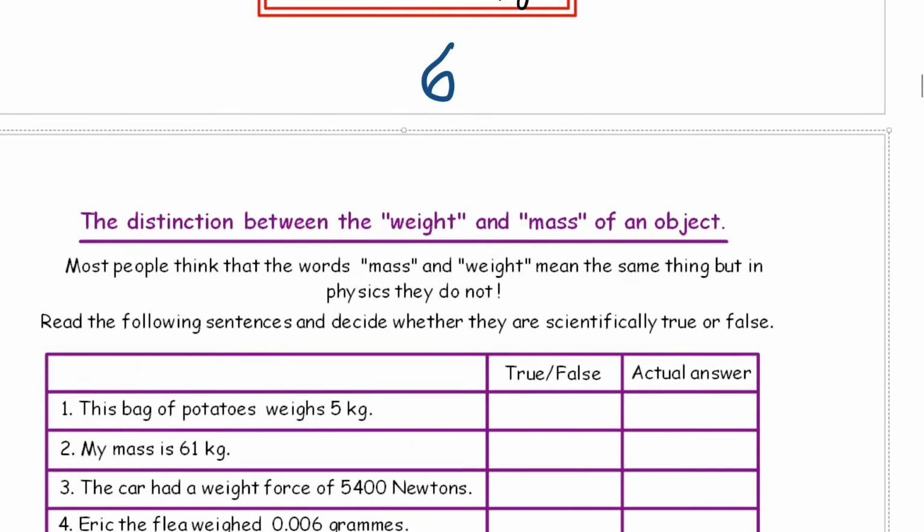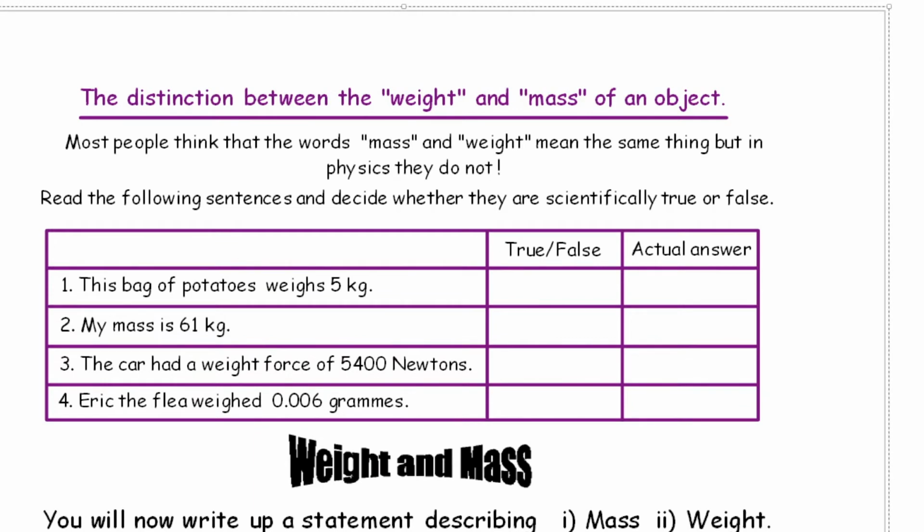Turn over then to page 7 in your booklets. What you need to do is complete this table. I'll just do the first one for you. It's asking, this bag of potatoes weighs 5 kilograms. If you read the sentences above, it says decide whether they are scientifically true or false. Weight is measured in newtons, not in kilograms, so that's false. The actual answer should be given in newtons.